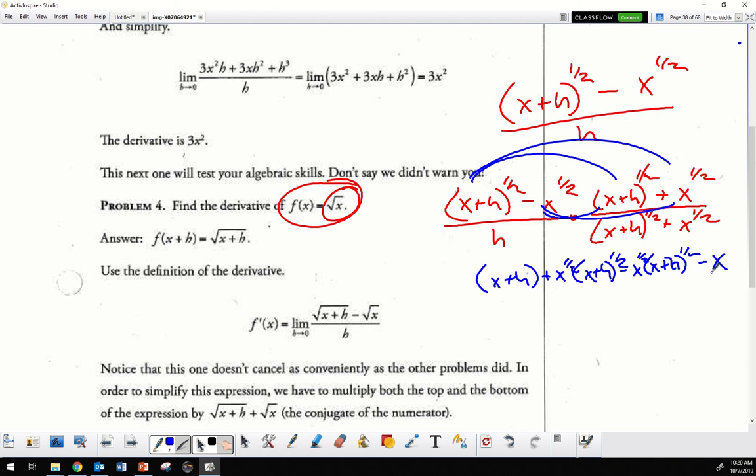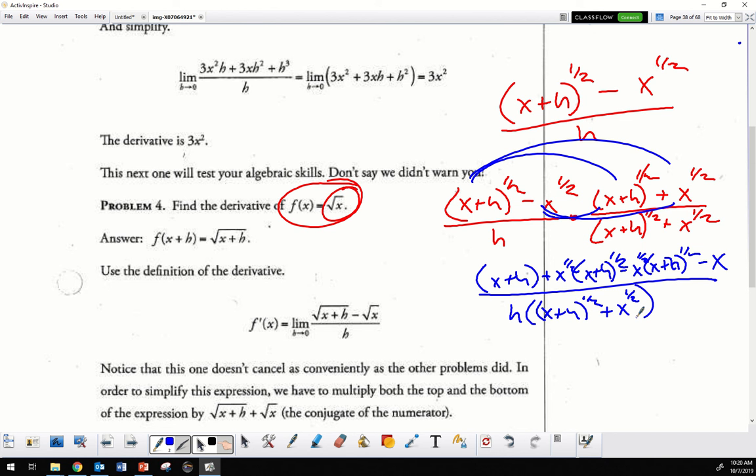And I'm going to leave the bottom all factored out. I'm not going to multiply it together because, you know, it just sucks like that. I don't want to do all that math. I don't. I really don't. All right, so h times the quantity x plus h to the 1 half plus x to the 1 half right there.